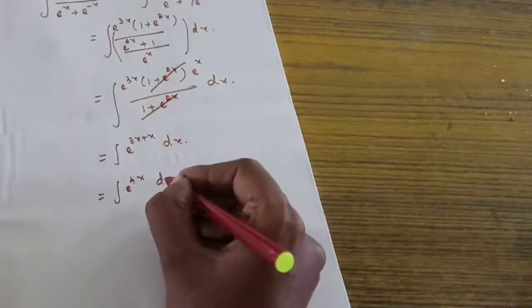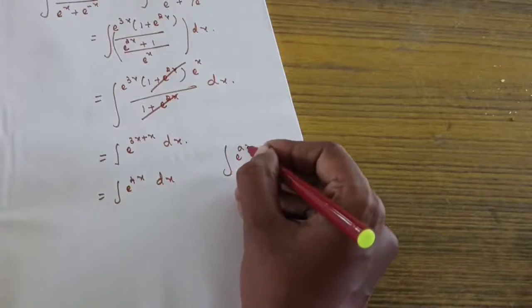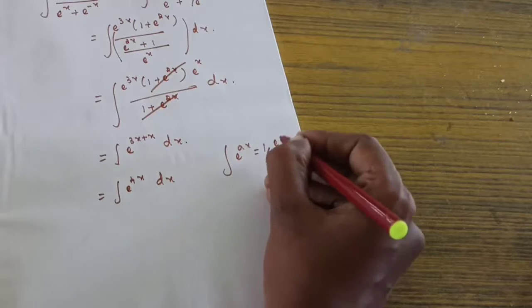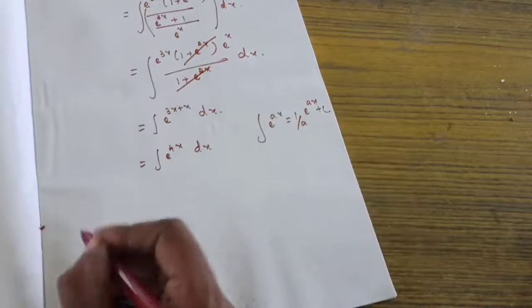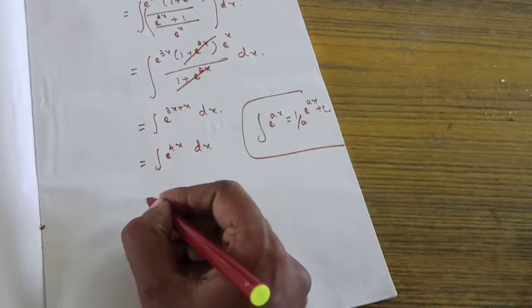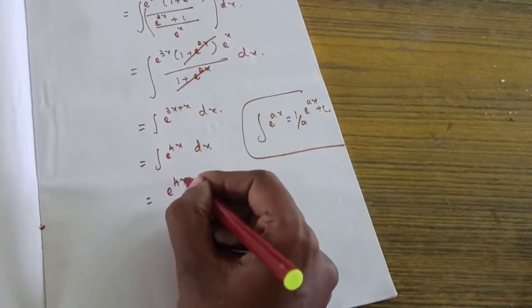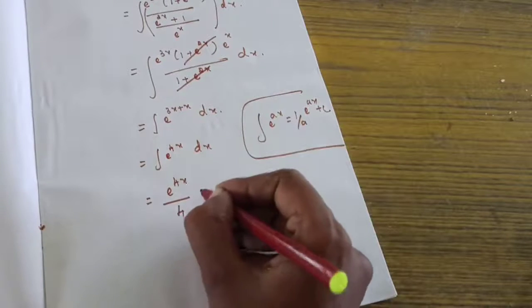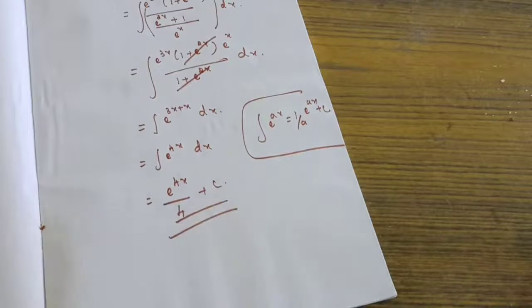What's the formula for integration of e power ax? It is equal to 1 by a into e power ax plus c. So shall we apply this formula here? That's equal to e power 4x by a, means 4, plus c. This is the required answer. Have you got it? Okay, it's very easy, is it right? So let's move to the next question.